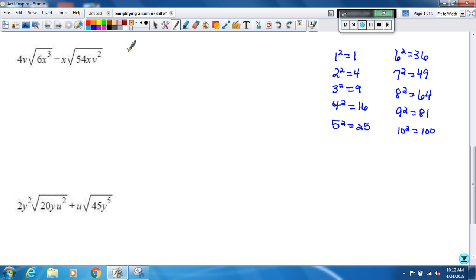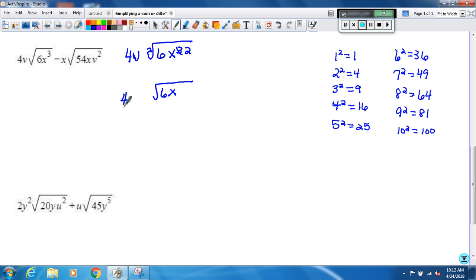For v, the square root of 6x cubed. Okay, the only numbers smaller than 6 are 4 and 1, and neither one of those, well, 1 divides evenly, but it just gives you the same thing back, so you don't deal with that. So square root of 6 doesn't simplify. So that's going to stay underneath. We do have 3 x's, so you take 1 away because it's an odd number. That makes that a 2. So then you do 2 divided by 2 is 1, so we can take 1x out.